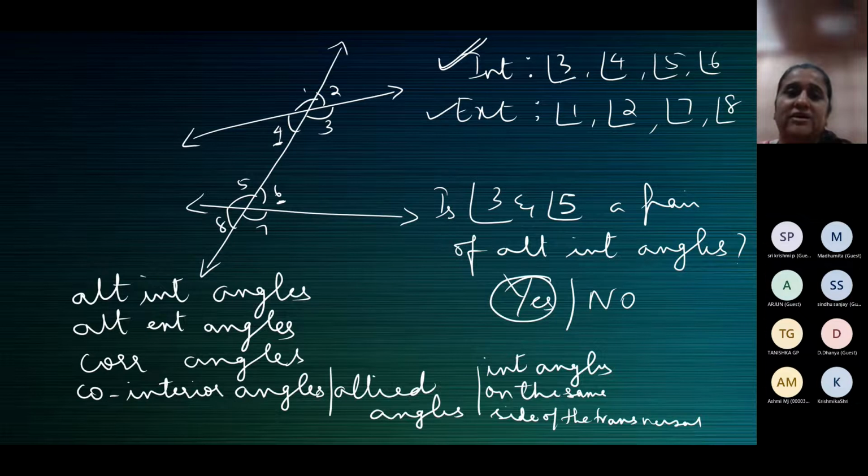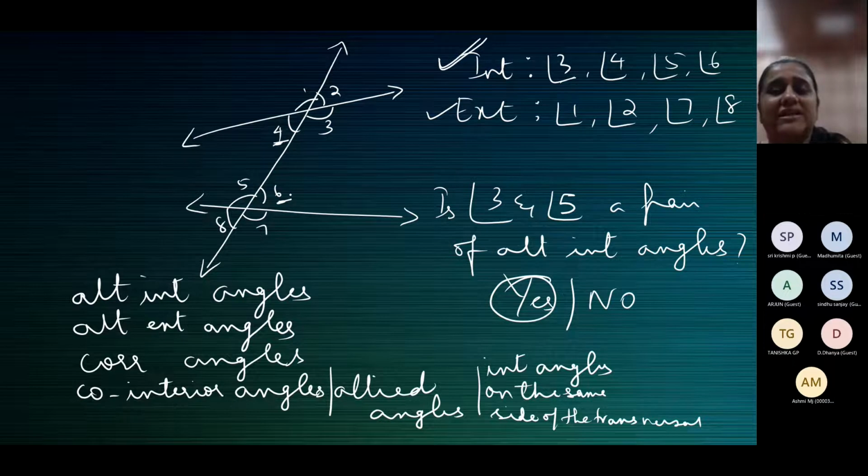Alternate interior, so both of them will be interior angles. Alternate meaning opposite sides of the transversal, and you understand what interior angles are. So 4 and 6 are interior angles and they are alternate. Angle 4 is on the left side of the transversal and angle 6 is on the right side of the transversal.